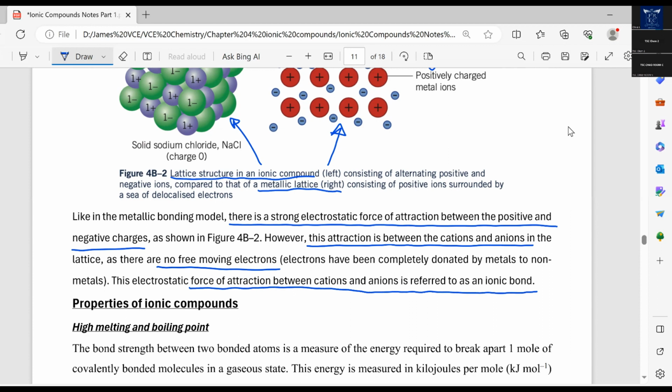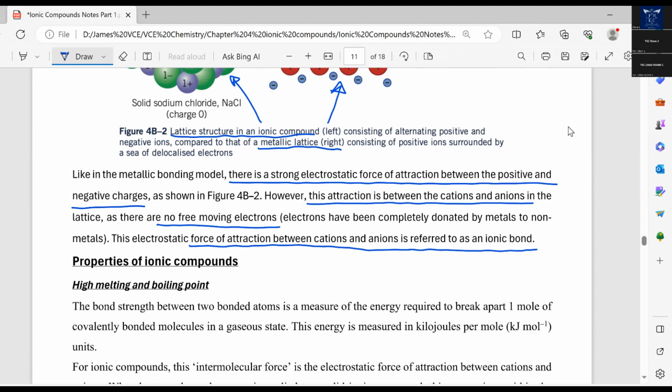So it's just a way of representing the ionic bond. It's a very strong electrostatic force of attraction, so that the ions will stay in their place. And to break them apart, you will also require a large amount of energy. So they will have the following properties.